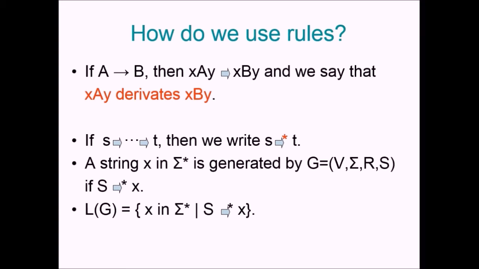So how do we use these rules? As given in the expression, if A to B, then XAY to XBY, and we say that XAY derives XBY. If S derives some expression to T, then we write S to star T. A string X in sigma star is generated by G if S goes to star X. And so the language of G is the set of X in sigma star, where S goes to star X.